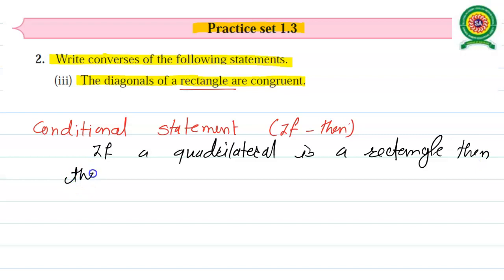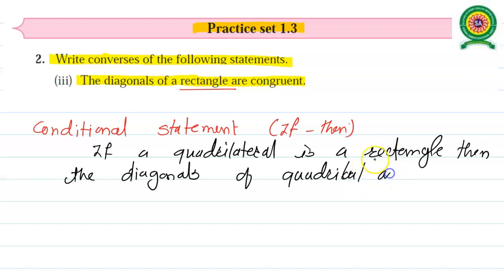Then the diagonals of the quadrilateral are congruent. Now how to write its converse?